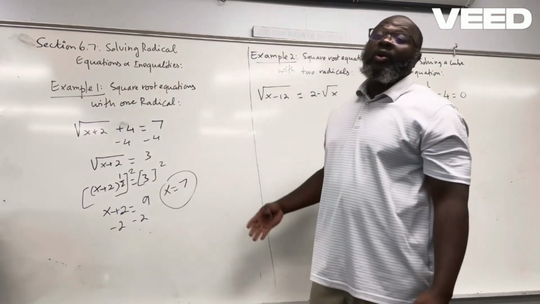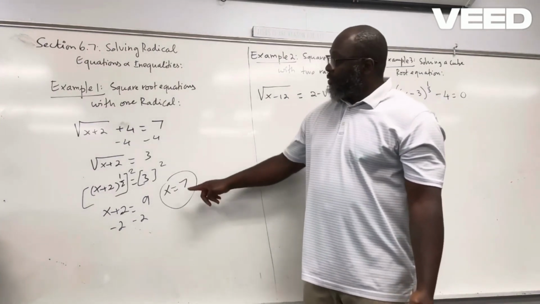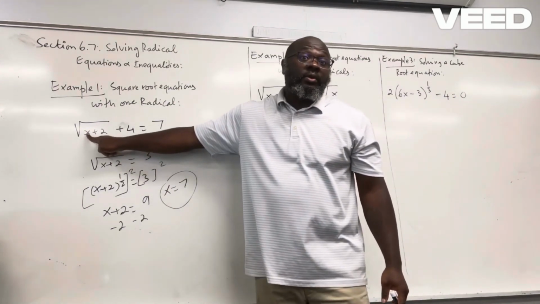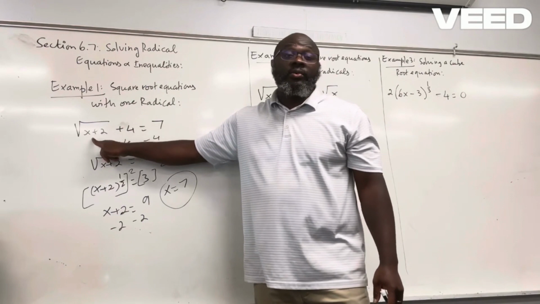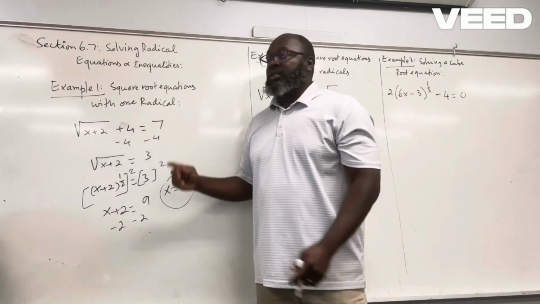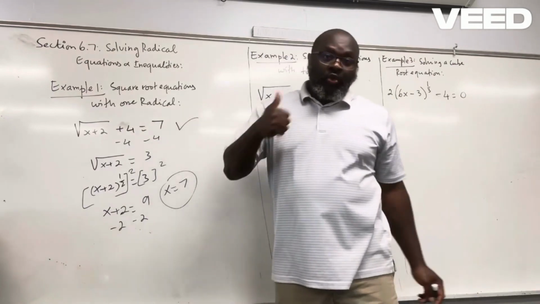Now, you can always double check to make sure this is right. So you can take this 7 and plug it into this equation to see if you're going to get the same result. So if you do square root of 7 plus 2, that's square root of 9, which is 3. 3 plus 4 is 7. So yes, you checked it, this works, you're good to go.